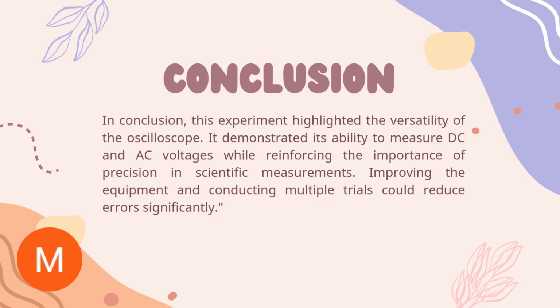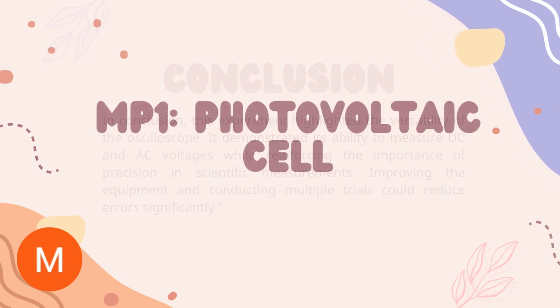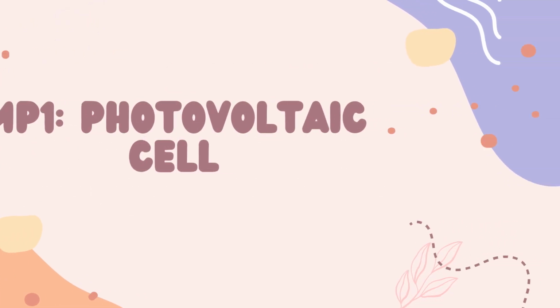It demonstrates its ability to measure direct current and alternating current voltage while reinforcing the importance of precision in scientific measurement. Improving the equipment and conducting multiple trials could reduce error significantly. Next, we move on to MP1, photovoltaic cell.